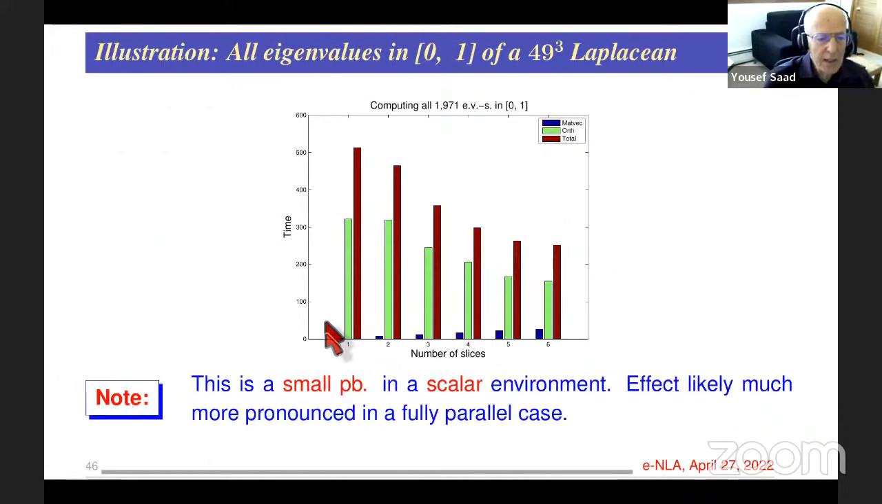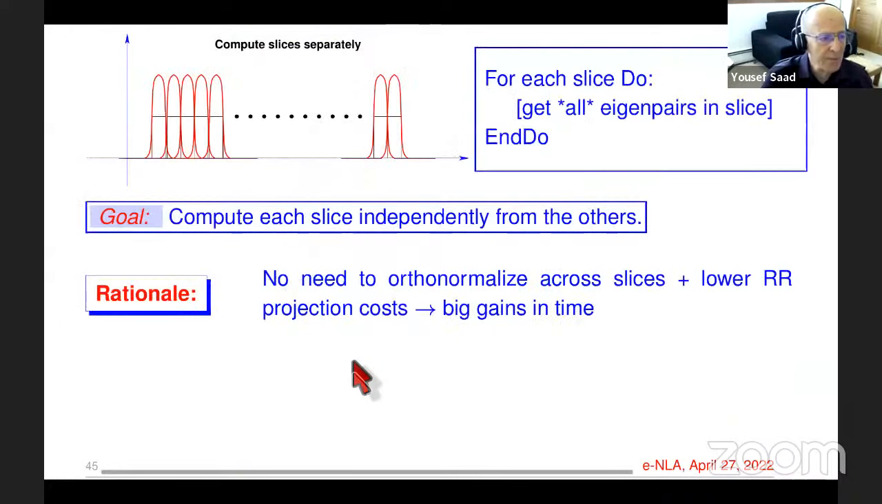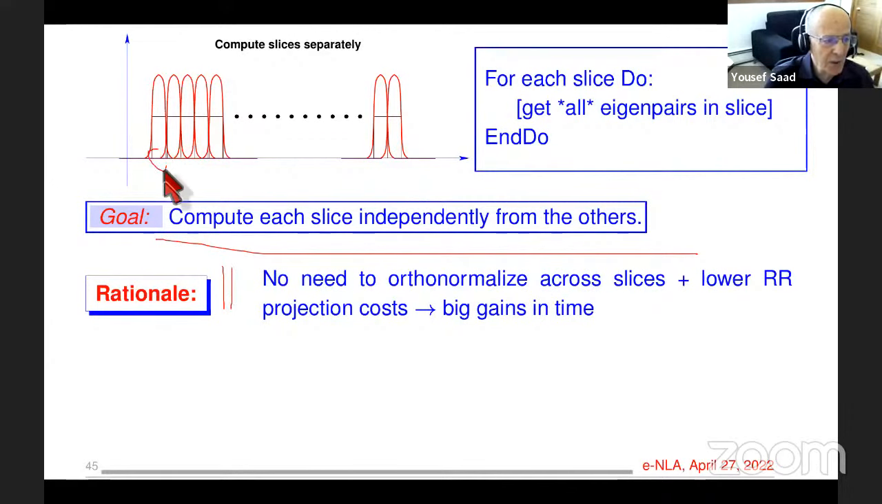So I'm going to show you an experiment with this. Maybe I'm going to go a little slower here. The goal here is to extract the spectrum by pieces. If I have a spectrum like this, I'm going to extract each of these pieces independently from one another, completely independently. And the rationale is I avoid orthogonalization. I don't have to orthogonalize these vectors against these. It's not necessary. It will be given by the fact that they are orthogonal, okay?